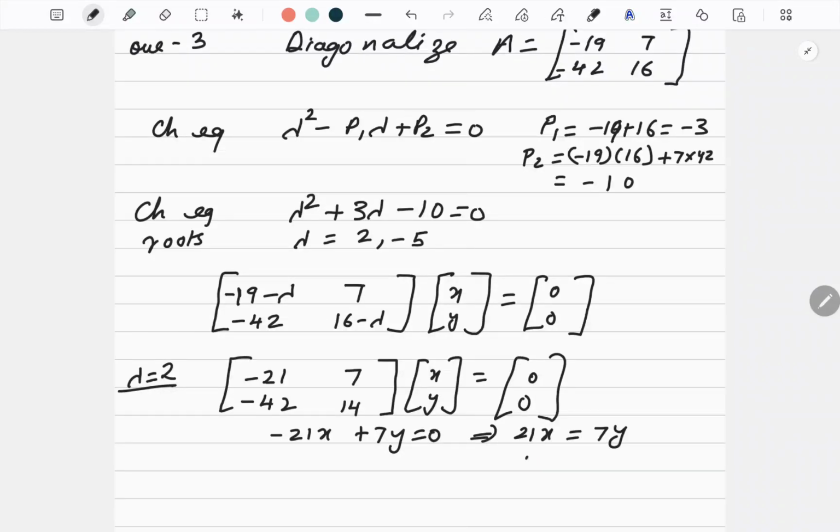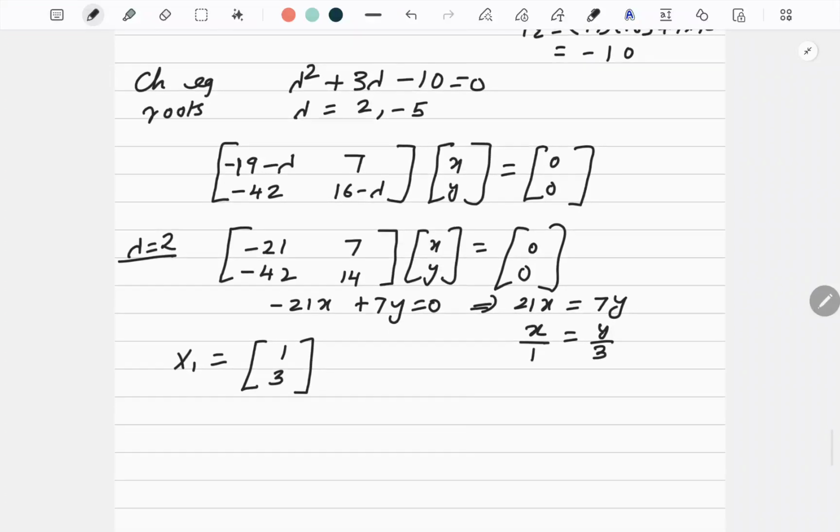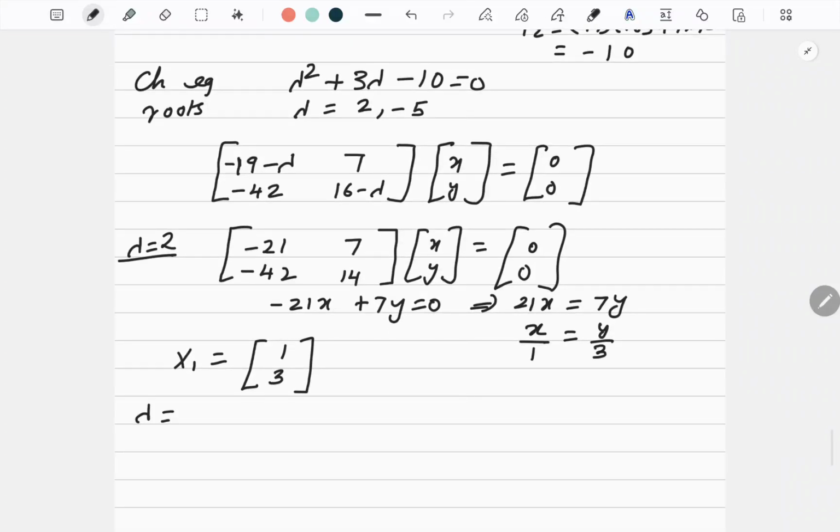Divide both sides by 21. So x by 7, and here you will get 1 and here y by 3. Okay. So my eigenvector x1 corresponding to lambda is equal to 2 is 1, 3. Now go to the second one. Lambda is equal to minus 5.